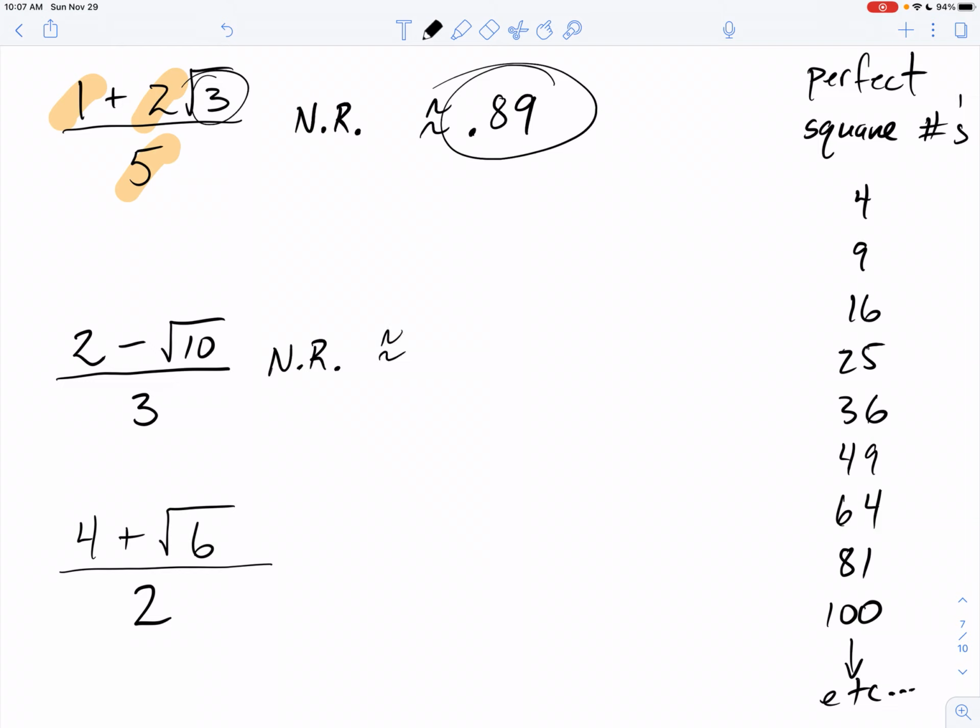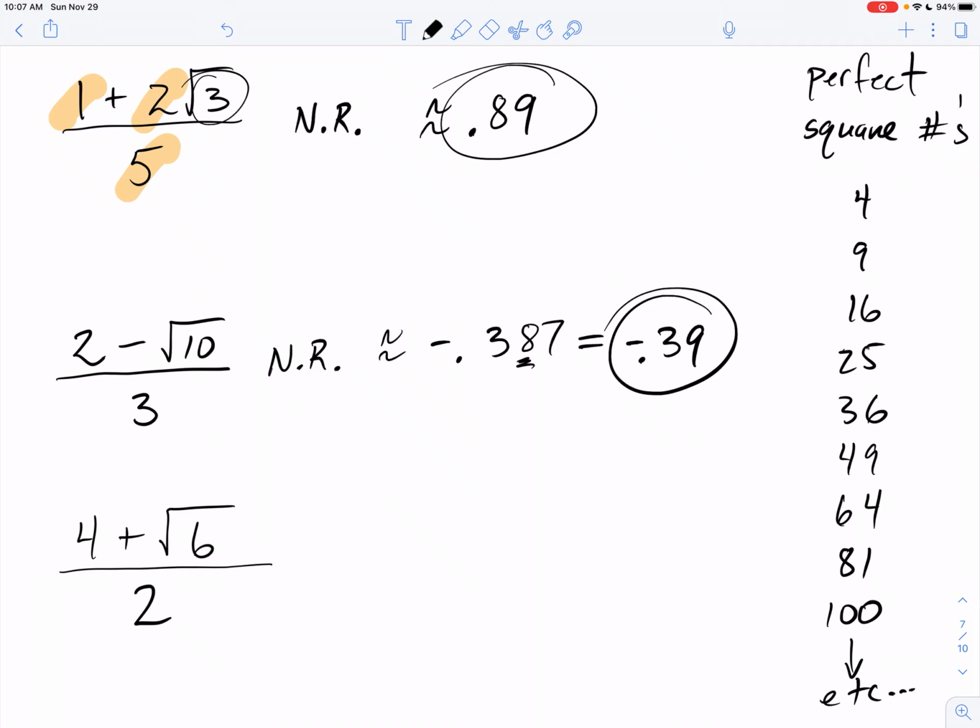So 2 minus the square root of 10 equals negative 1.162277766, but I'm not done. I got to divide that by 3. And then I get negative 0.387. Whoa, 387. Let's round that off. Let's call that negative 0.39.